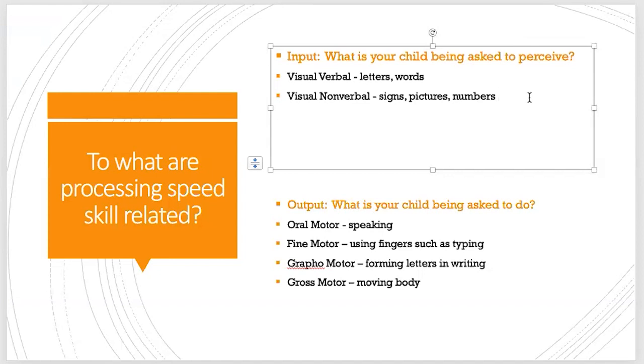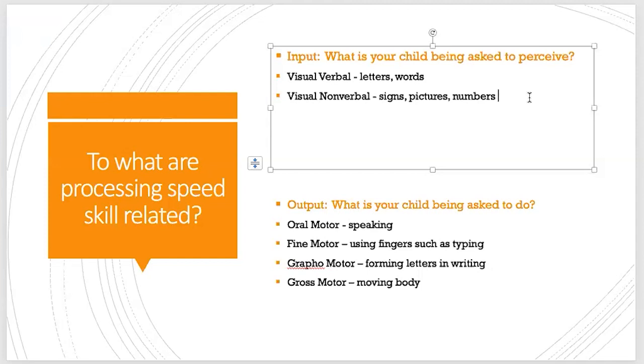So the next question I ask parents and educators is, okay, what's the output? What is the child being expected to do? And you'll notice that each of these outputs has the word motor there. So there's oral motor, which is speaking. That's an oral response where the mouth moves in a way that we can create sounds. And then fine motor, which is using our fingers. That could be holding a pencil or a paintbrush or a toothbrush, or typing on a keypad. Graphomotor is specifically related to letter formation. Grapho is letter, motor is motor, as you know.